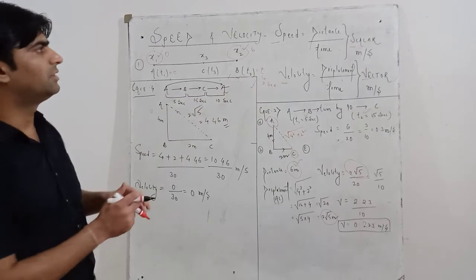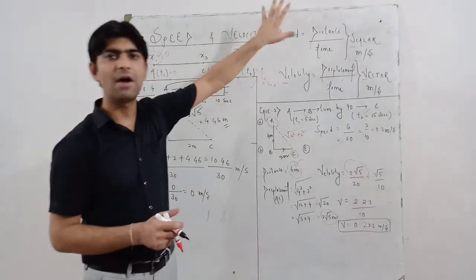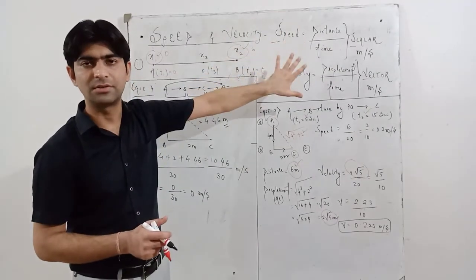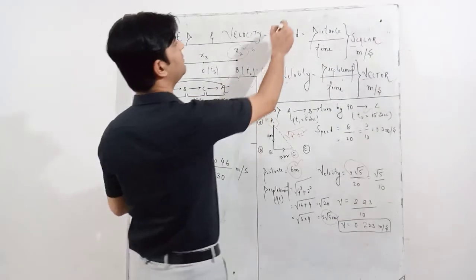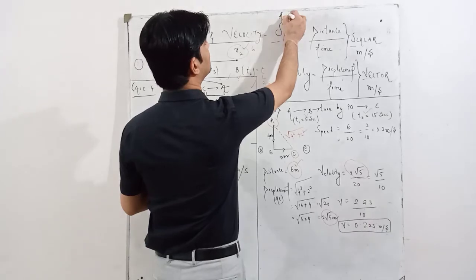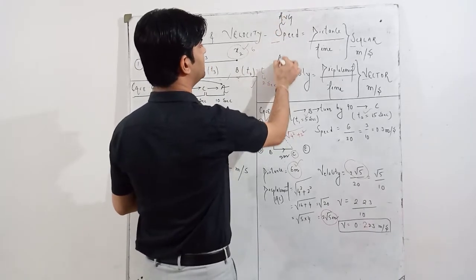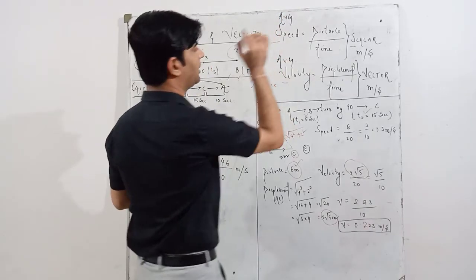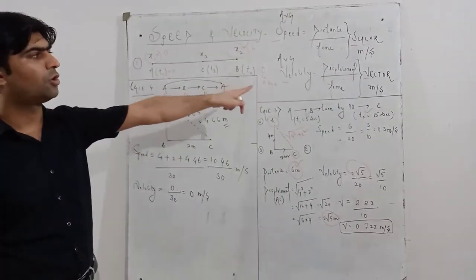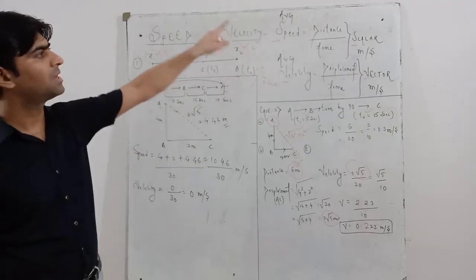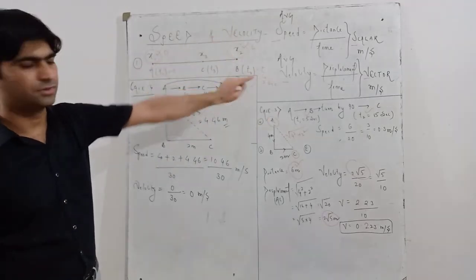When we take total distance and total time, we generally name it average speed, and with total displacement and total time, average velocity. Specifically, we must write here average speed and average velocity. This is total distance upon total time, or total displacement upon total time.